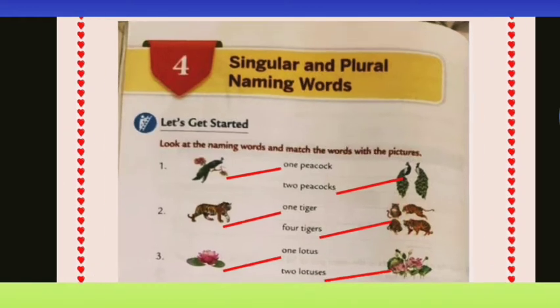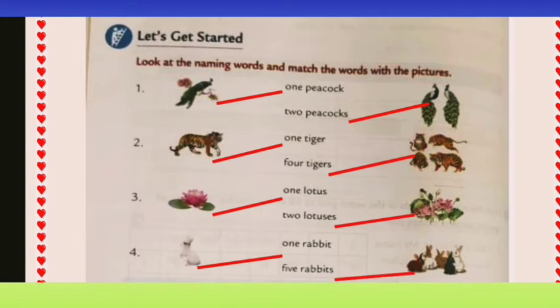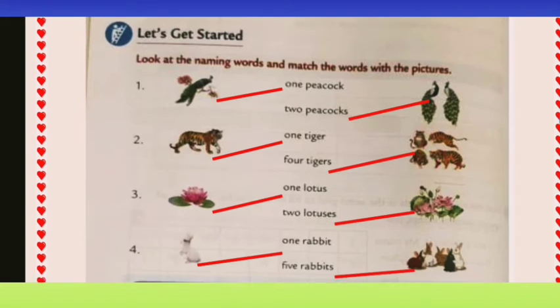First picture, as you can see, is of a peacock. But there is only one peacock on the left side, so you will match it with one peacock. But on the right side, as you can see, there are two peacocks, so you will match it with two peacocks. Next, one tiger is written. That picture is on the left side. Match it with it. And there are four tigers on the right-hand side, so you have to match four tigers with the four tigers picture.